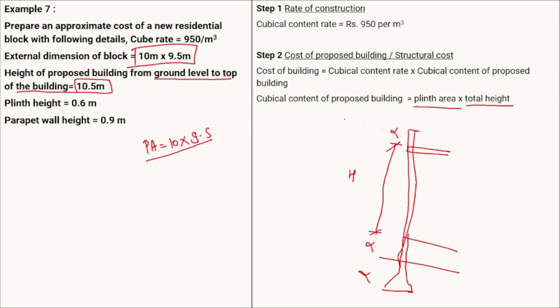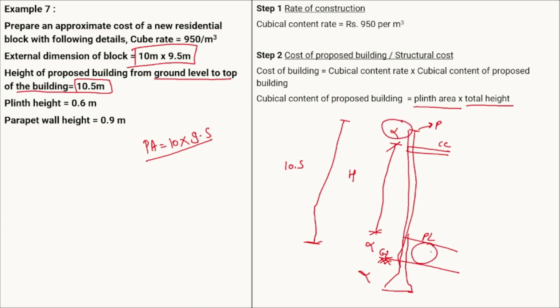Here the height is given from the ground level. This is your GL, this is your plinth level, this is your ceiling level, and this is your parapet. So the height is given from the top of the building to the ground level. This total height is given as 10.5 meter. So we need this particular height, so we have to deduct the parapet height as well as the plinth level.